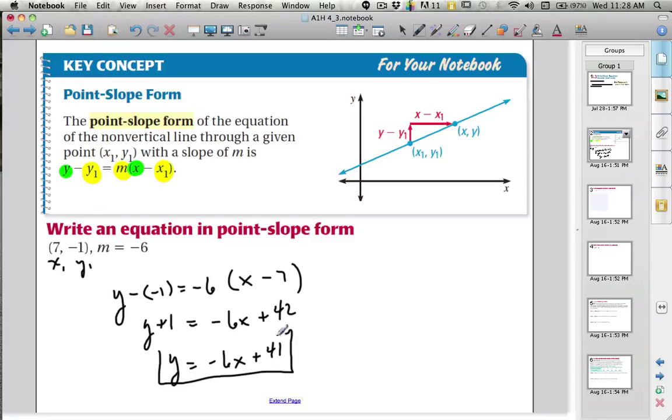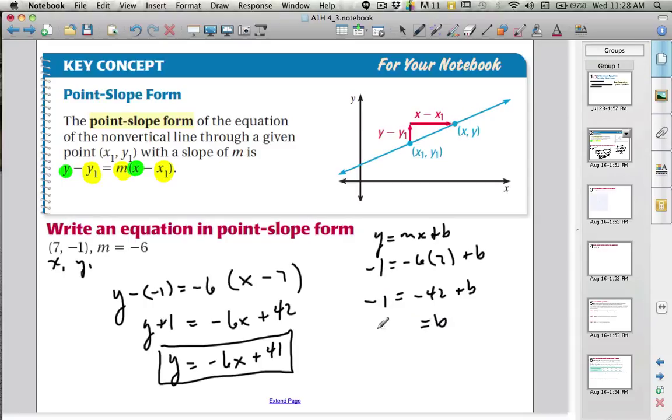This is my equation. So you see, I could have done the same thing before by taking y equals mx plus b. The only thing I'm missing is b. I know my b should come out to be 41. So I know y was -1 when slope was -6 and x was 7. And you'll see I'll have -1 is equal to -42 plus b, and when I add 42 to either side, I'll get b is equal to 41.